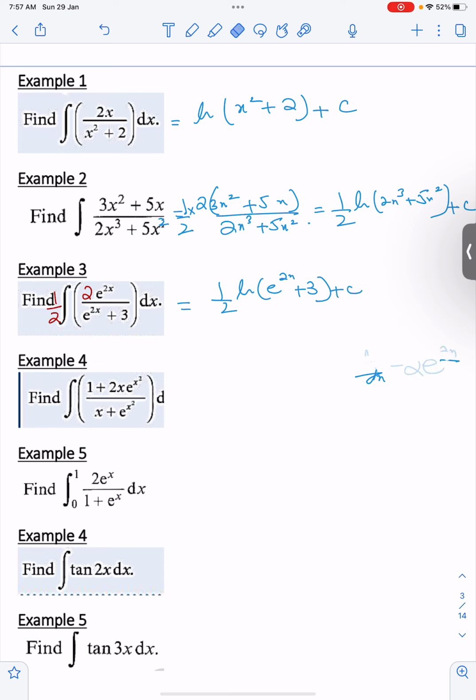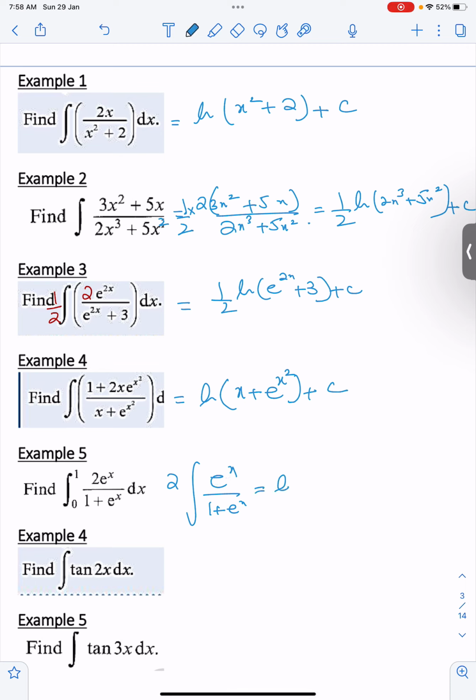Okay, moving on to the next question. We know that the differential of this is going to be 1 plus 2x e to the x squared, which is actually the same up here. So we can write down the answer as ln x plus e to the x squared plus c. Okay, moving on to this example, we know that the differential of 1 plus e to the x is going to be e to the power x only. There's this 2 additional which is here. If I take this 2 as common out, now we can see that the differential of the denominator is there in the numerator. So you can simply write down 2 will stay outside, ln 1 plus e to the power x plus c. Something which is additional, you can take it out as common.